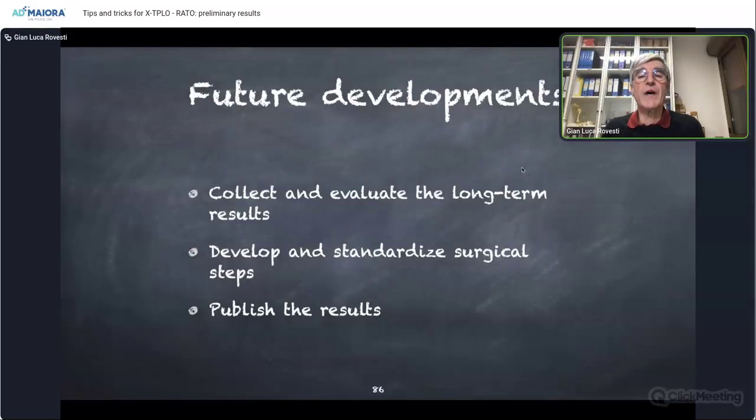So the future developments: collect and evaluate the long-term results, develop and standardize the surgical steps, and publish the results.